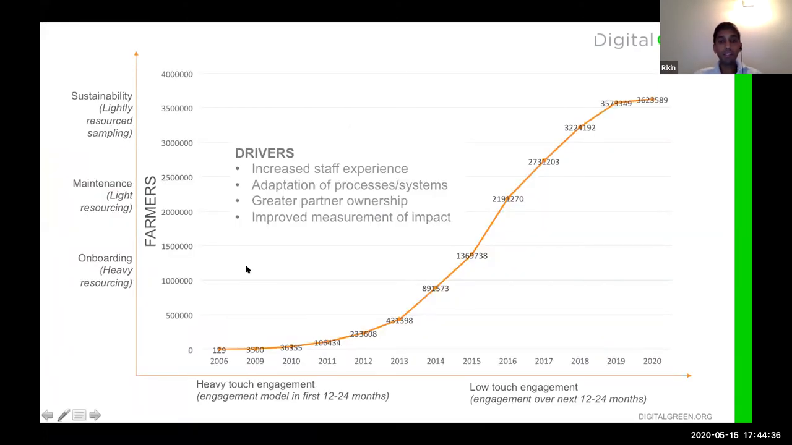Over time, we've been able to scale this work over the last 14 years to more than 3.5 million farmers, very much in partnership with these organizations at the grassroots level. We began by working with various NGOs that have a great reputation in the rural development space across India, organizations like Pradhan, BIFE, Samaj Pragati Sahyog.